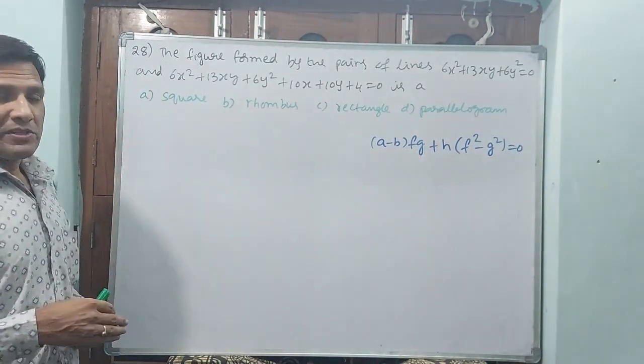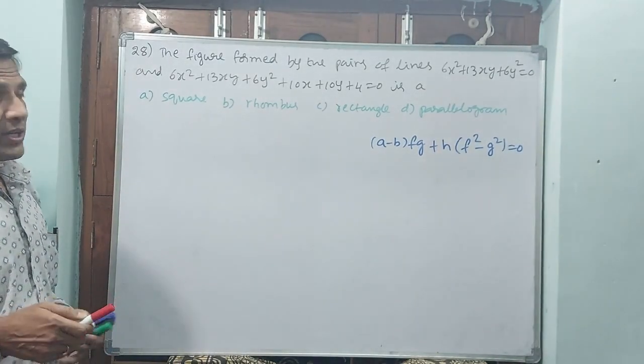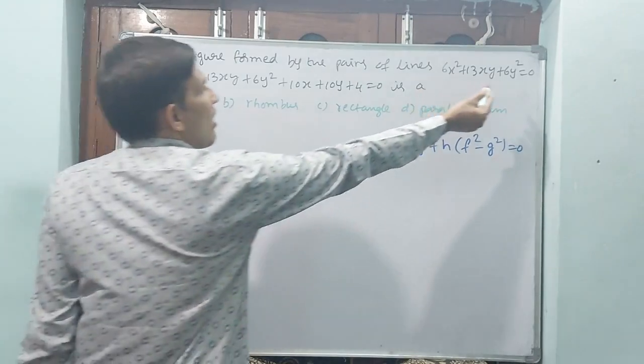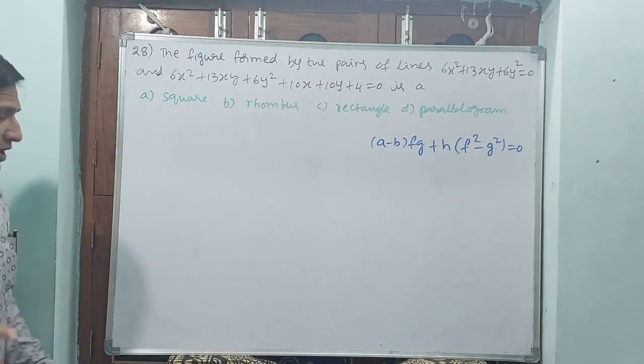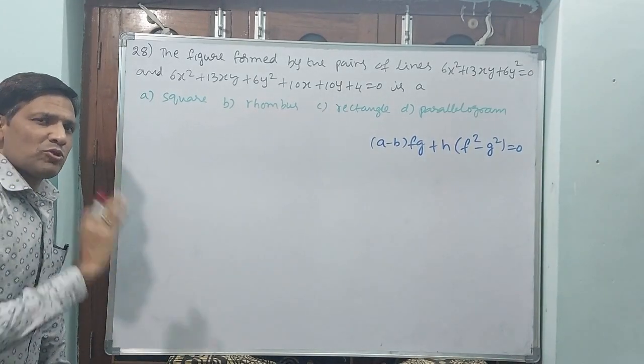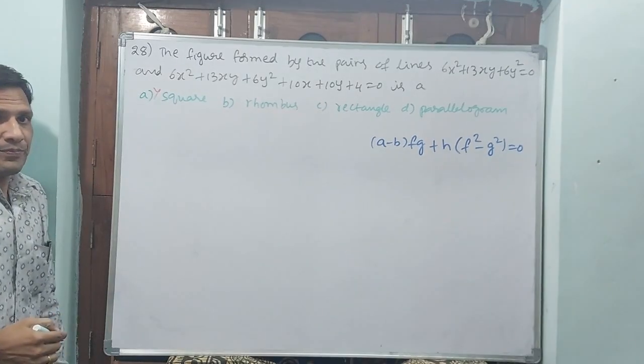First of all we will see, is it a square? Observe carefully. Not a square. Why? Because after 6y square, 10x, 10y plus 4 is not there. That means for a square, both equations should be exactly the same. That is why directly I am removing this square option.